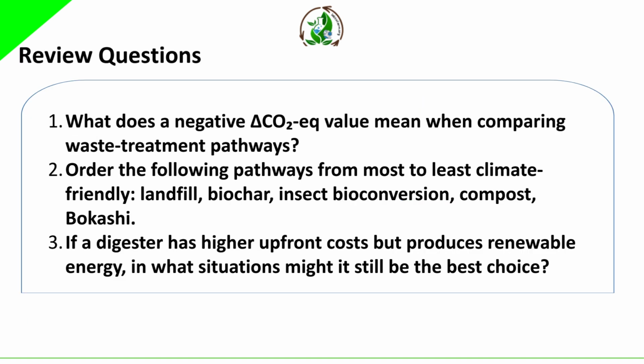Time for a check-in. Question 1. What does a negative delta CO2 value mean when comparing waste pathways? Question 2. Order these from most to least climate-friendly. Landfill, biochar, insect bioconversion, compost, and bokashi. And question 3. Digesters cost more upfront but produce renewable energy. When might that be the smartest choice?